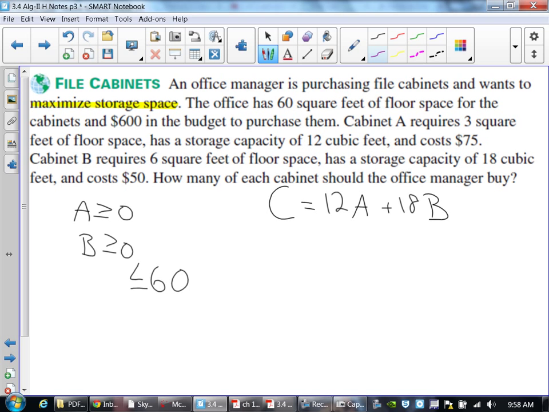So on cabinet A was what? 3? And how much was with B? 6. The next one you had was money. You have up to $600 to spend. Oh, we do. Great. And 75 and 50 respectively, I believe. Yeah. Okay.